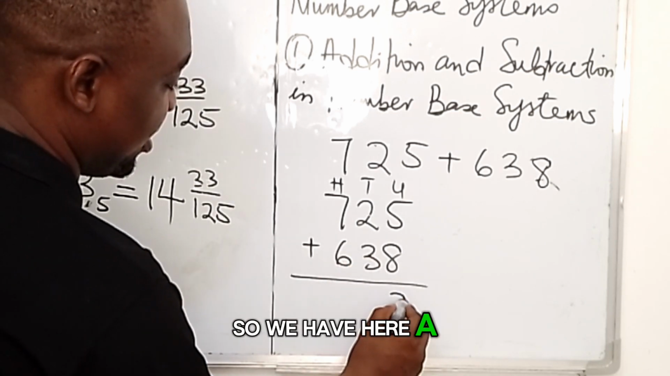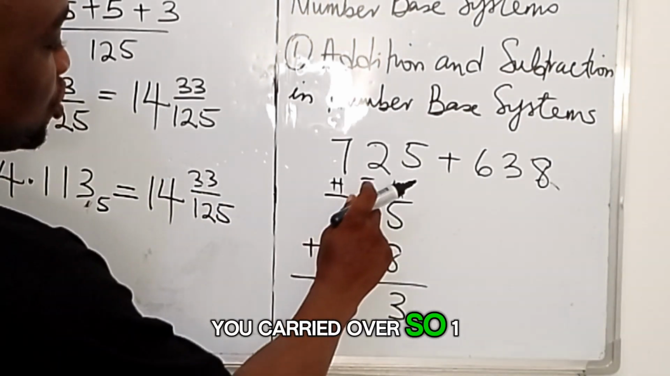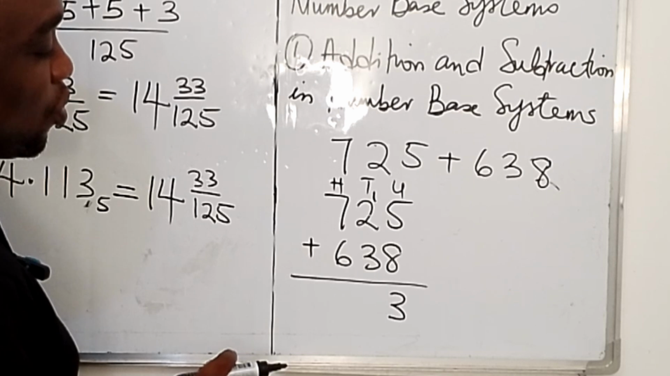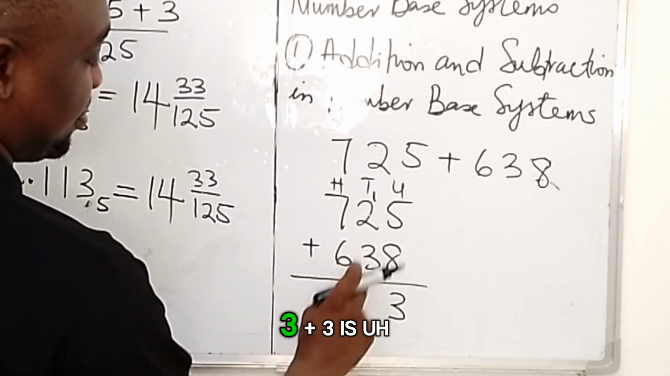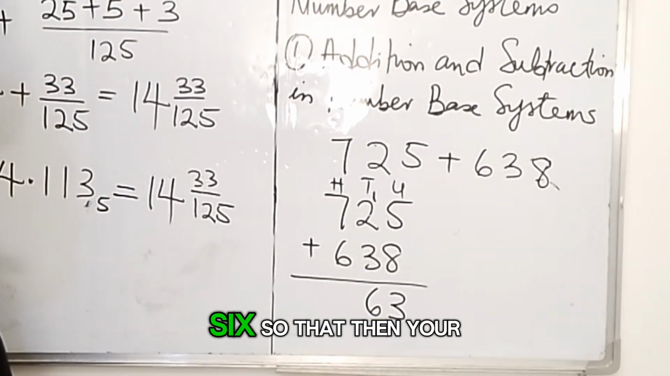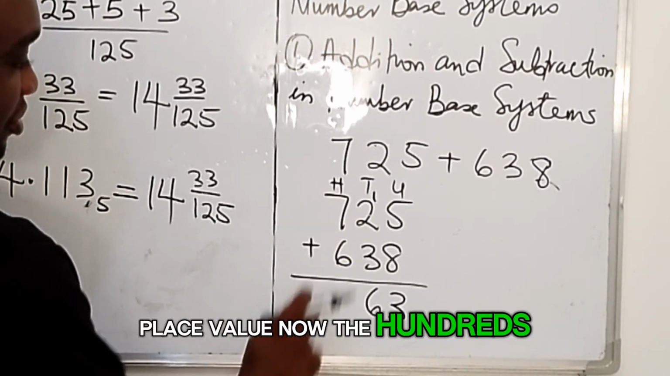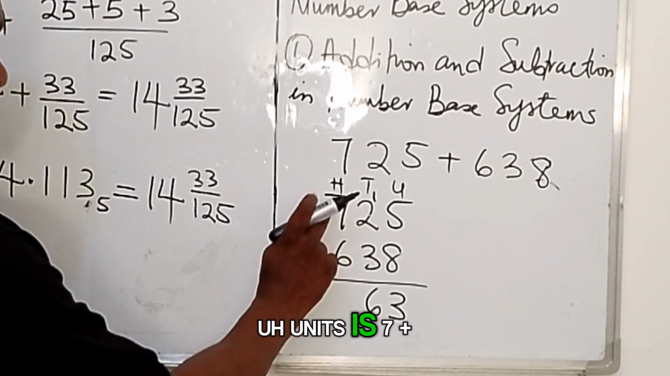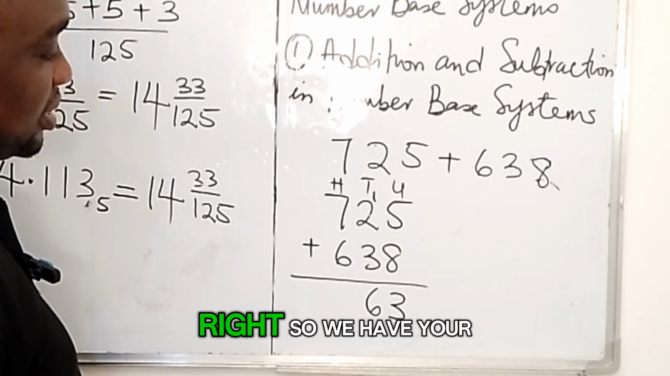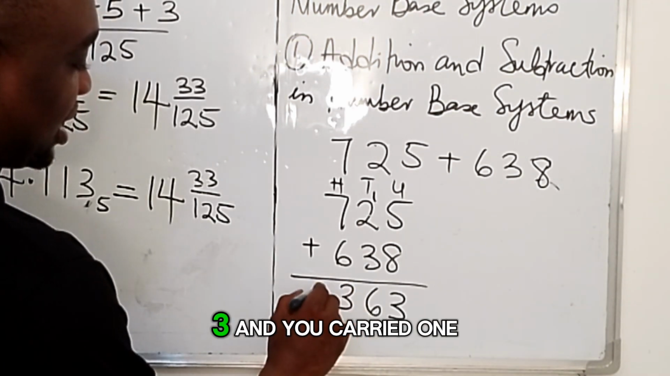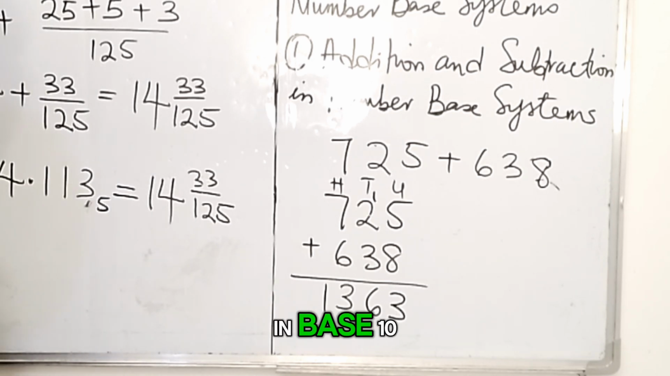So we have here a 3, carry 1, which is the 10 you carried over. So 1 plus 2 is a 3. 3 plus 3 is a 6. Then the hundreds place value now, 7 plus 6 is 13, right? So we have your 3 and you carried 1. This is how you add in base 10.